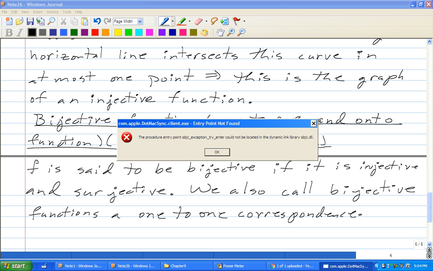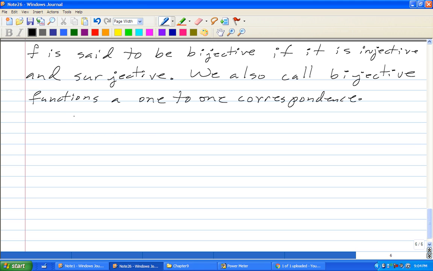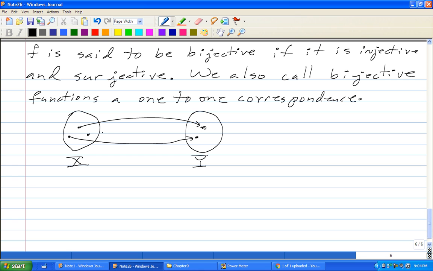And so, the idea, let me draw a little picture for you. Suppose I have some set X and some set Y. And suppose I have a rule that maps each of these points to some point here. Then this is a bijective function. So each of the y's came from exactly one x. And you notice that the range here is the same as the codomain.